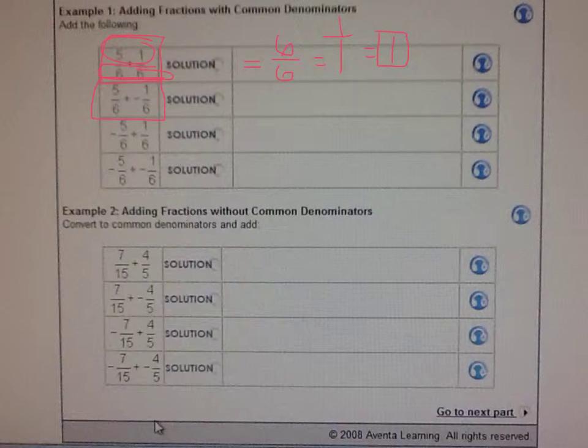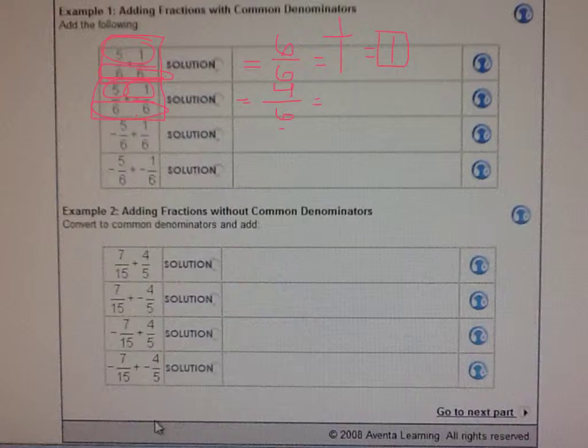Okay, we got 5 plus negative 1 over 6. Okay, our denominator is the same? Correct. So it's still 6 on the bottom. And then we look at our 5 plus our negative 1. Okay, 5 minus 1 is 4. Can we reduce that? Why, yes, we can.